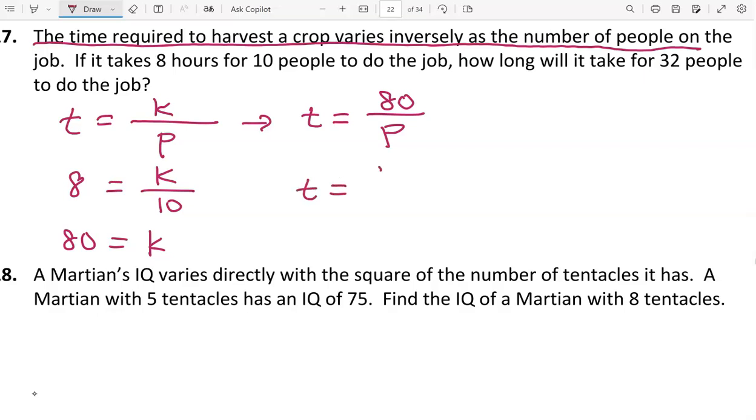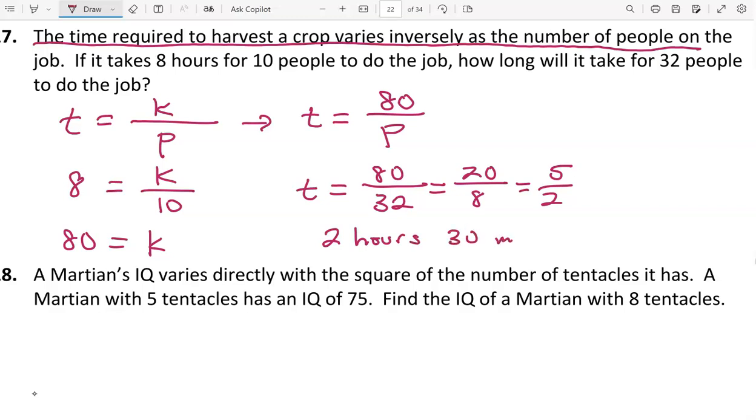So t is equal to 80 divided by 32, because p is equal to 32, the number of people on the job. Let's reduce that fraction. We can reduce it by a factor of 4 at least. So let's reduce by 4 and see what happens. 4 into 80 goes 20 times. 4 into 32 goes 8 times. We can reduce even further by another factor of 4, and that will give us 5 divided by 2, which is going to be 2.5. So that would be 2 hours and 30 minutes.